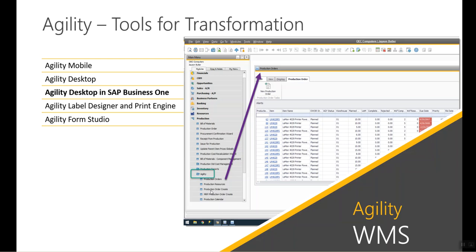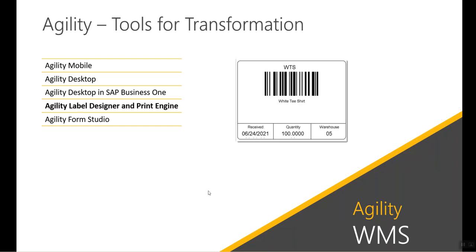Depending on your licensing and the way that you want to drive the system, there are different tools to do different things. Some people want to use Agility inside B1, other people like it outside. And printing. When you begin to modernize your warehouse into barcoding, you're going to need a print engine. And Wisys comes with Agility Label Designer and Print Engine. So you can print labels as you produce products, as you do receiving, as you need labels and documents all along your path of automation. It's built in.